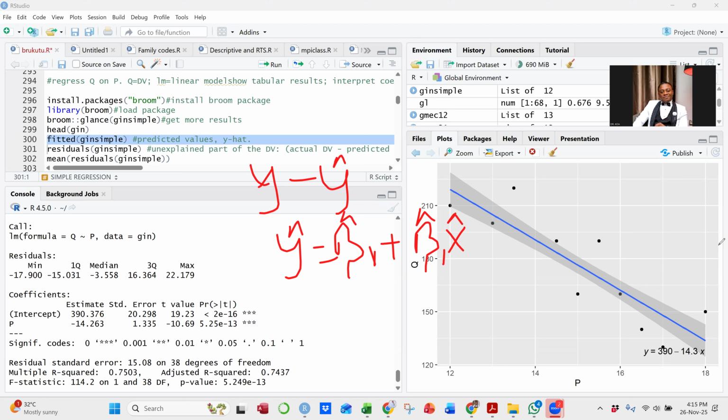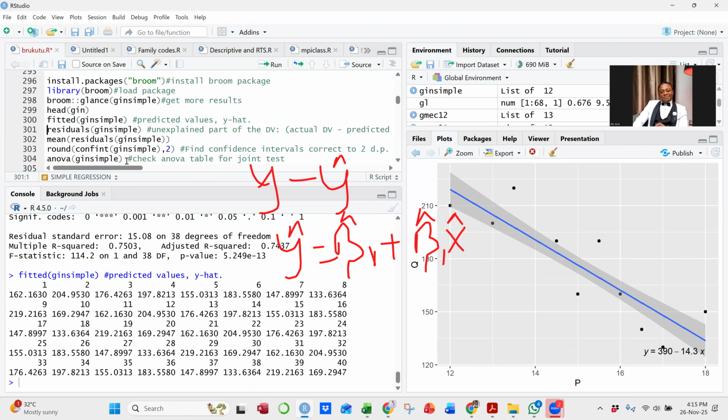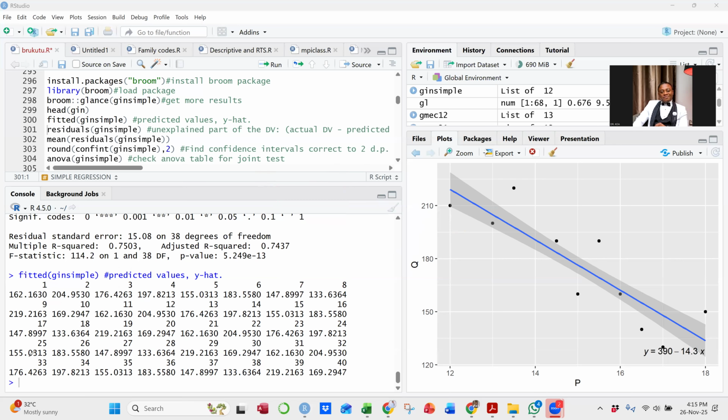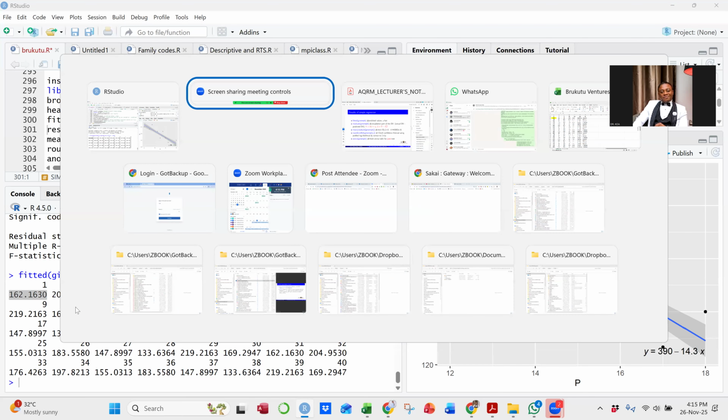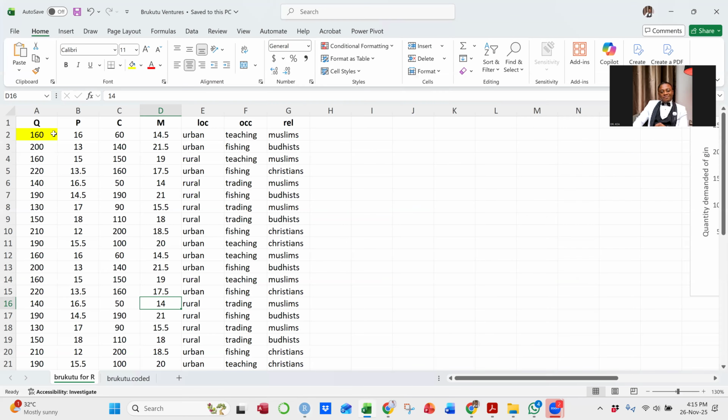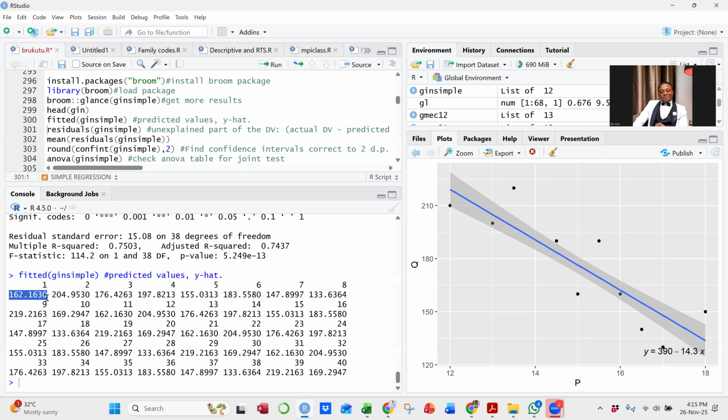So if you can do that, the question is, what is the difference? Let's plot them. Let's run the fitted for the gin. Look at the values. Let's take the first one. For the quantity it is 161. That's a fitted, that's a predicted. What was the original? Let me take you to the Excel, the original. You see, the original was 160. But the fitted or the predicted is 162 quantity.